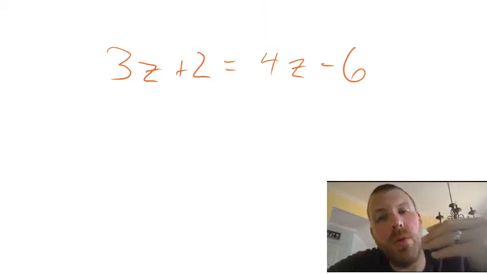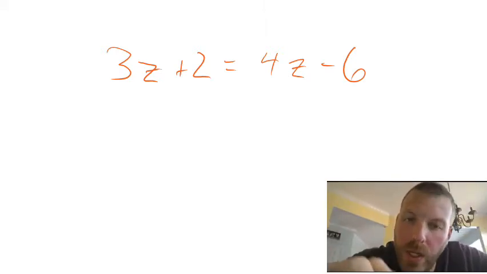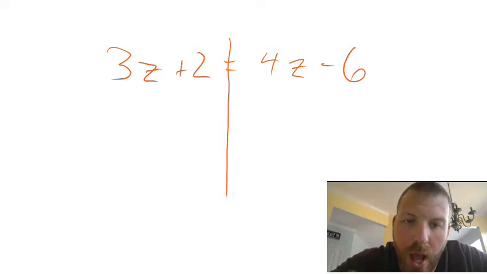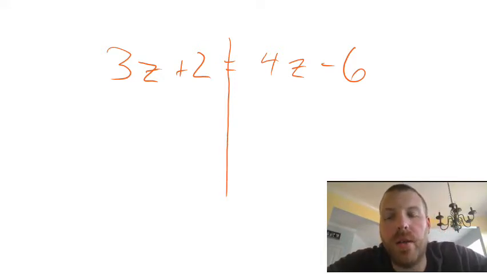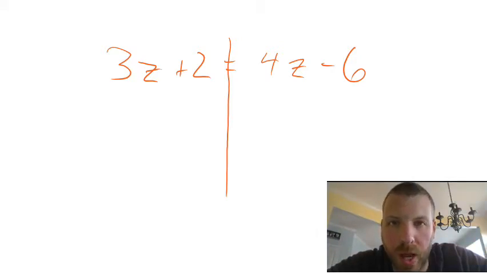Okay, I want you to keep doing the same thing that we've been doing. We need to draw a line, okay? Draw a line separating our sides. Now, you're going to see this done in many different ways, but basically it all means the same thing. Get your variables to one side, get your numbers to the other.